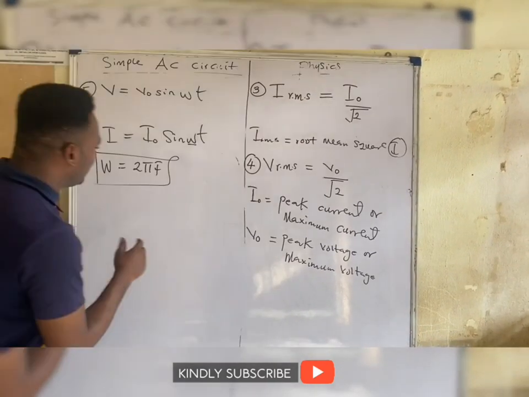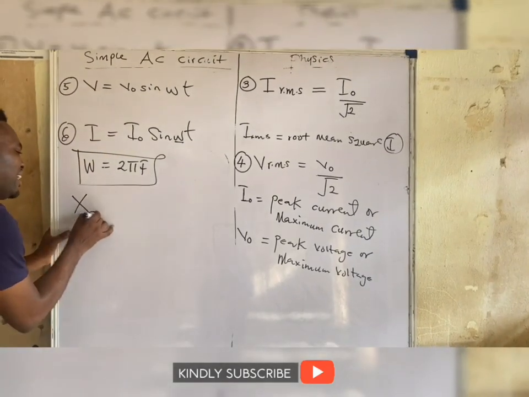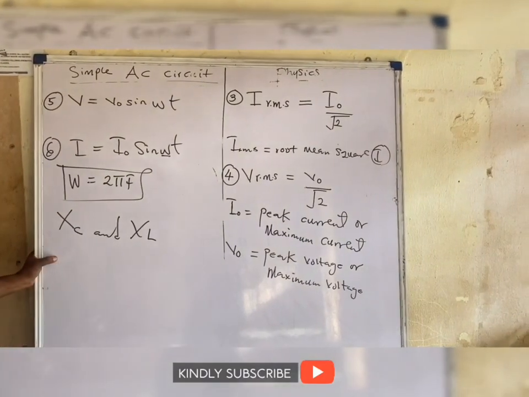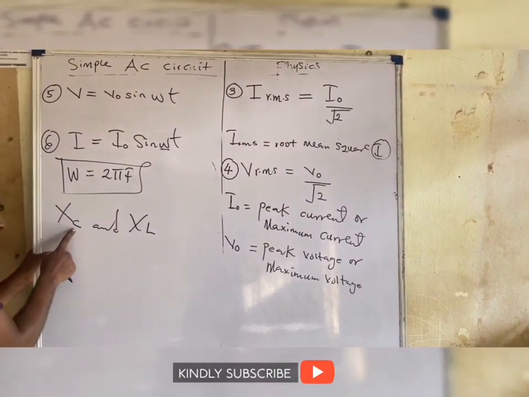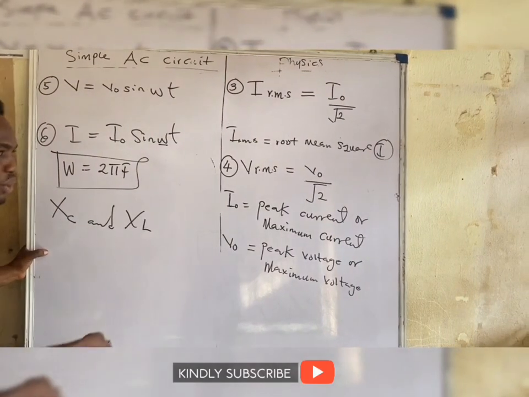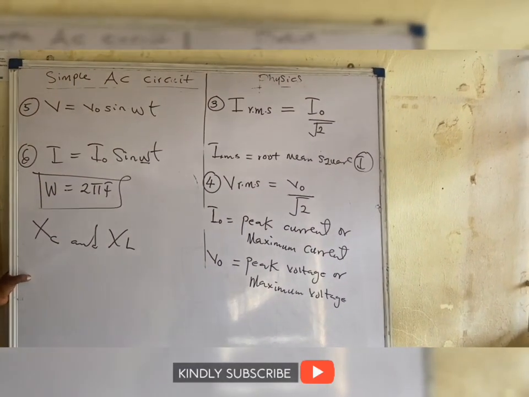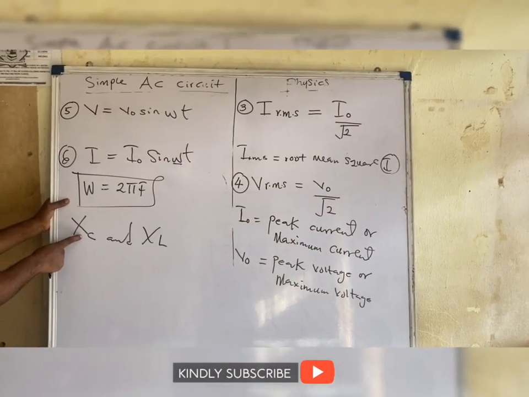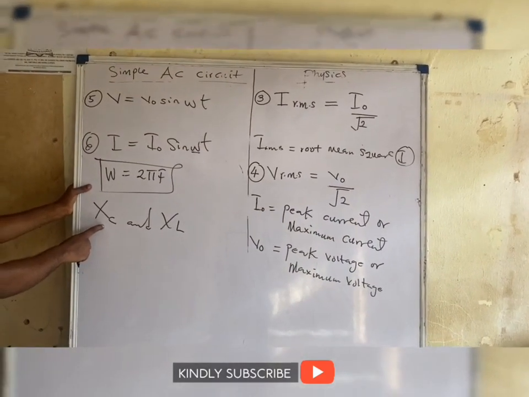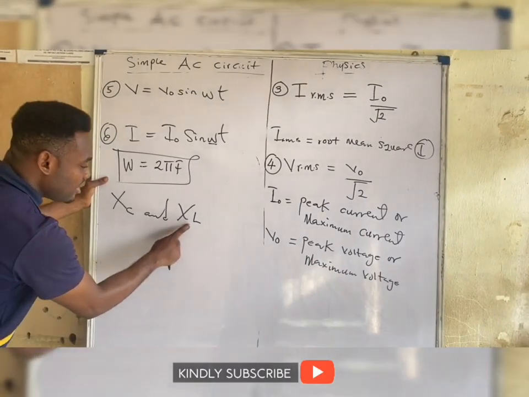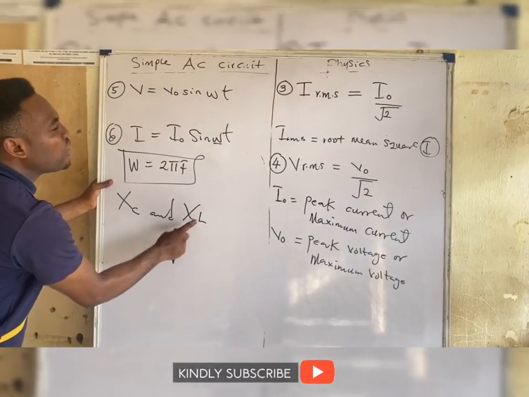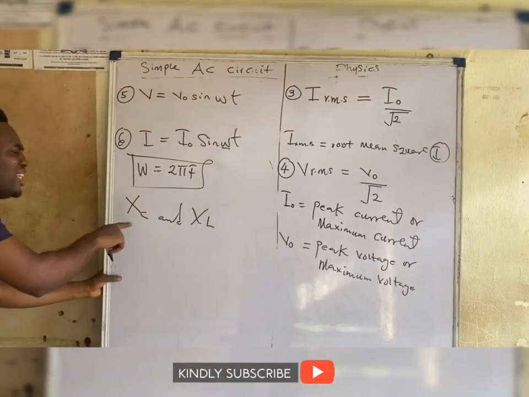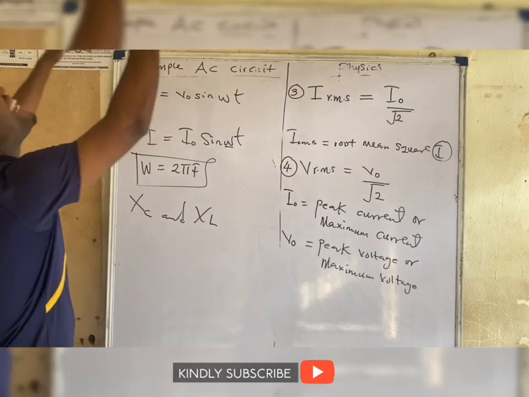Having given all these formulas now, we talked about reactants. Now, apart from the XC I said earlier and XL, remember these are two types of resistances. This is a resistance or a reactance, because reactance in AC is resistance. So XC, resistance delivered by capacitor, I will call it capacitive reactance. While this one is resistance delivered by inductor, and we call it inductive reactance. Beyond these two, there is a total resistance.